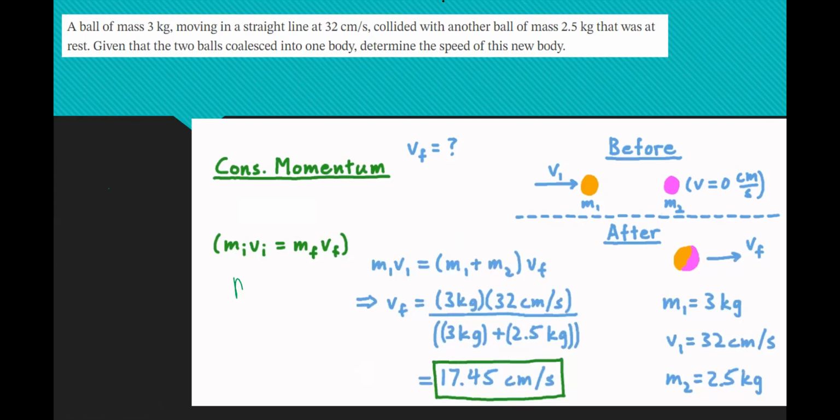This is how the questions for the conservation of momentum will be.